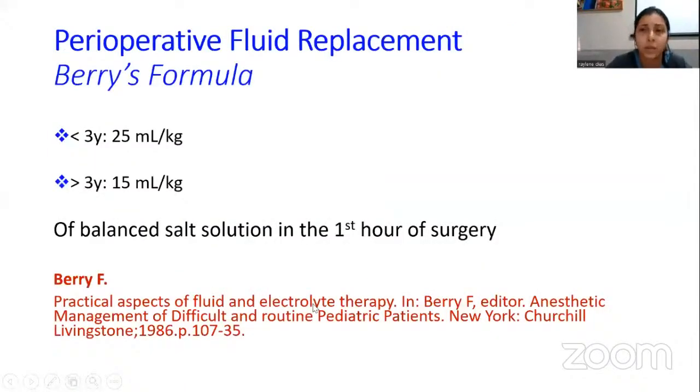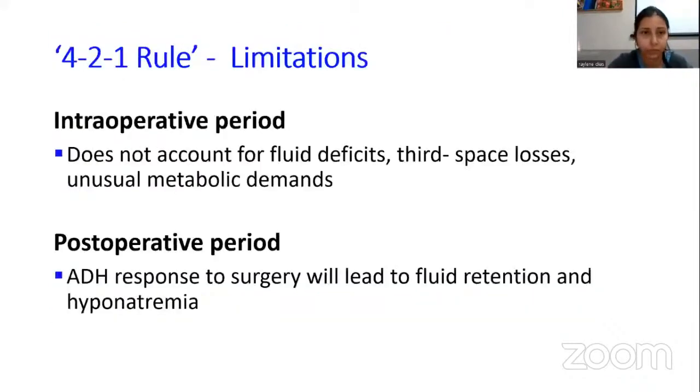So Berry was another person who came up with his formula in 1986, and he said that in children less than 3 years, you give 25 ml per kg. In more than 3 years, you give 15 ml per kg of a balanced salt solution in the first hour of surgery. So he was the first person to come up with the concept of giving a balanced salt solution. And all these formulas were actually based on the premise that children were fasting for at least 8 hours preoperatively. That is why so much fluid was given.